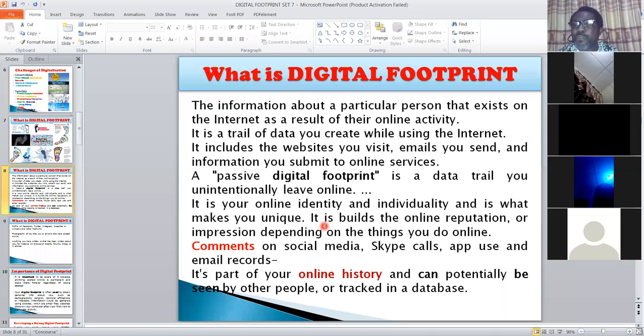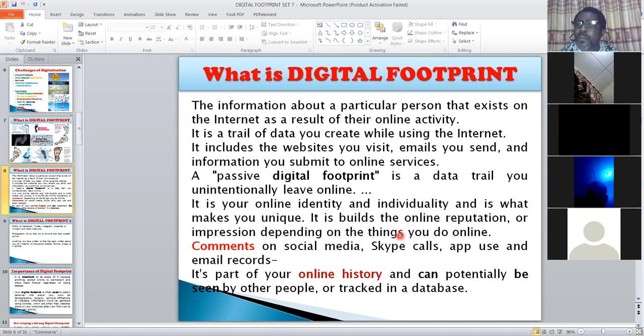If it is granted, some of you will run to church to give testimony. Don't stop yourself giving testimony. It is your digital footprint that works for you. If you are denied, don't bind any devil. Your digital footprint is working against you. It builds the online reputation or impression, depending on the things you do online. Brothers and sisters, men and brethren, what do you do online? The things you do online will determine your digital footprint.